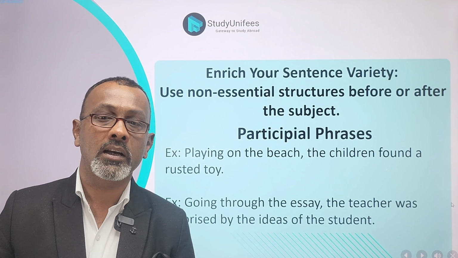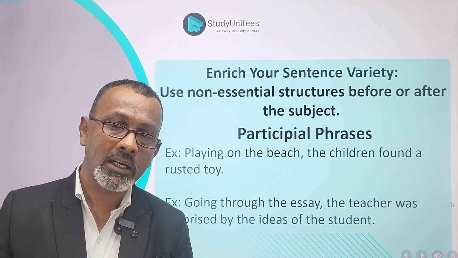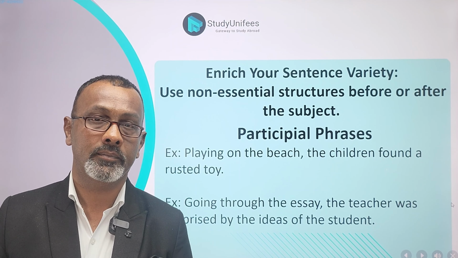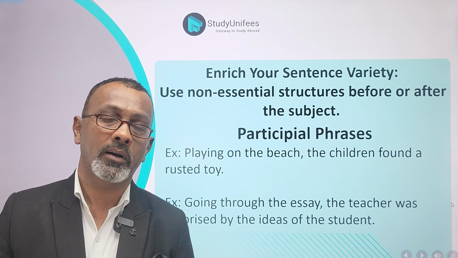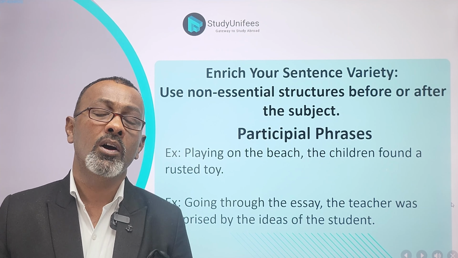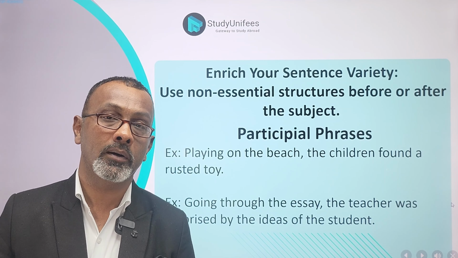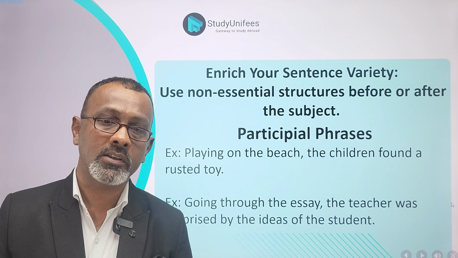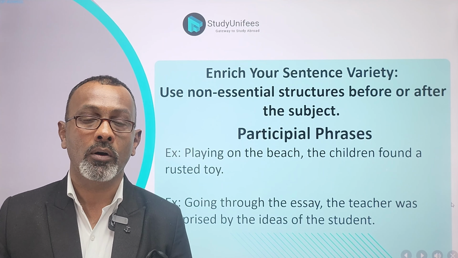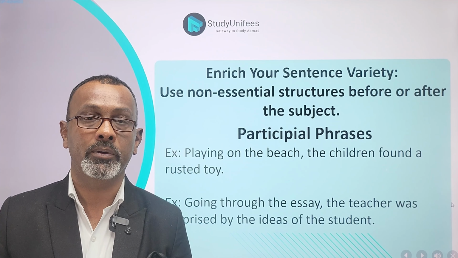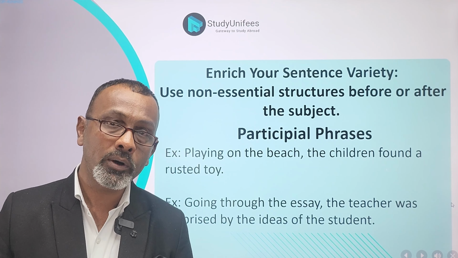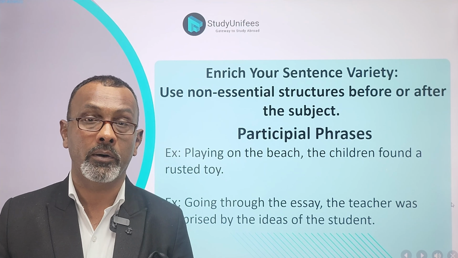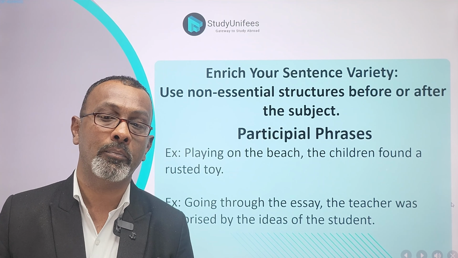Yet another non-essential structure that can be added before the subject is the participial phrase. There are two kinds of participial, as you very well know. Verb 3, the past participle, and verb 4, the present participle. First, let's look at the participial phrase with verb 4, that is the ing verb. Let's see the first example.